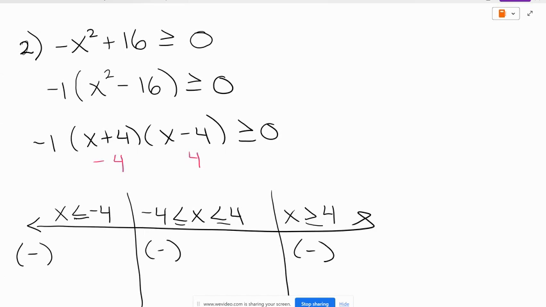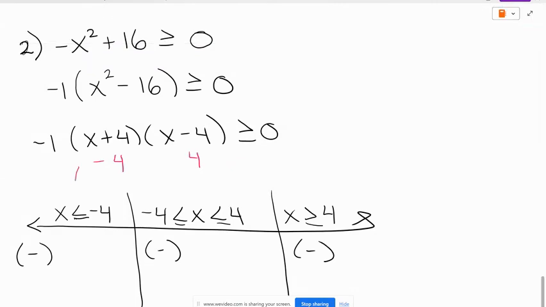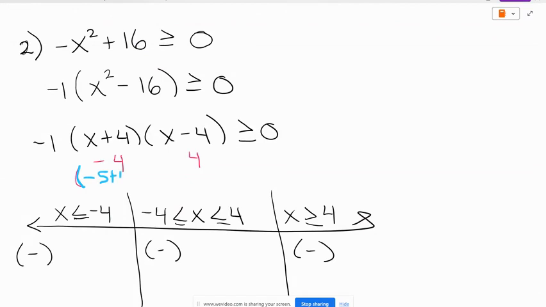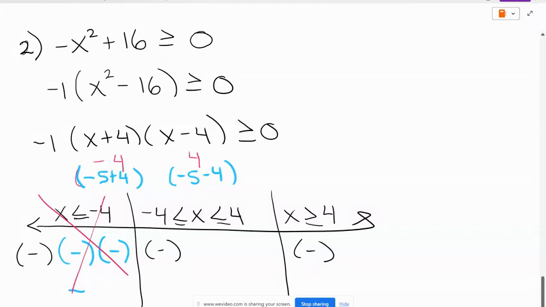Okay, so now let's keep going. Now I need to test a number that is less than -4. Let's go with -5. If I have -5, what's -5 + 4, positive or negative? Negative. And then I have -5 - 4, which again is negative. But now I have a negative times a negative, so this negative times this negative times this negative, which is negative. Did I want it to be negative or did I want it to be positive? Positive. So this is out.